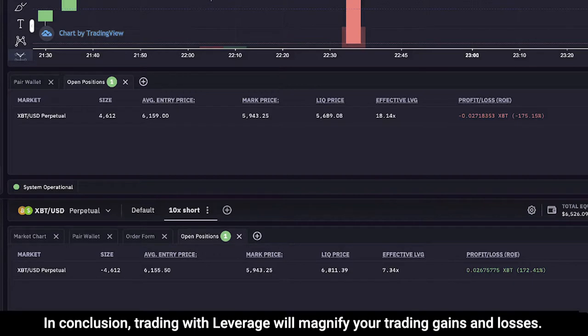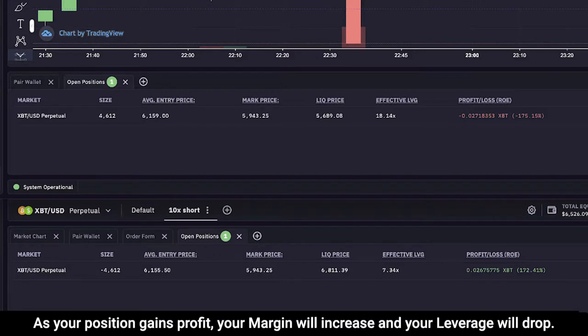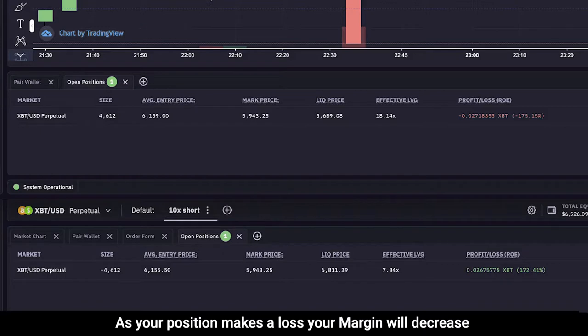In conclusion, trading with leverage will magnify your trading gains and losses. As your position gains profit, your margin will increase and your leverage will drop. As your position makes a loss, your margin will decrease and your leverage will increase.